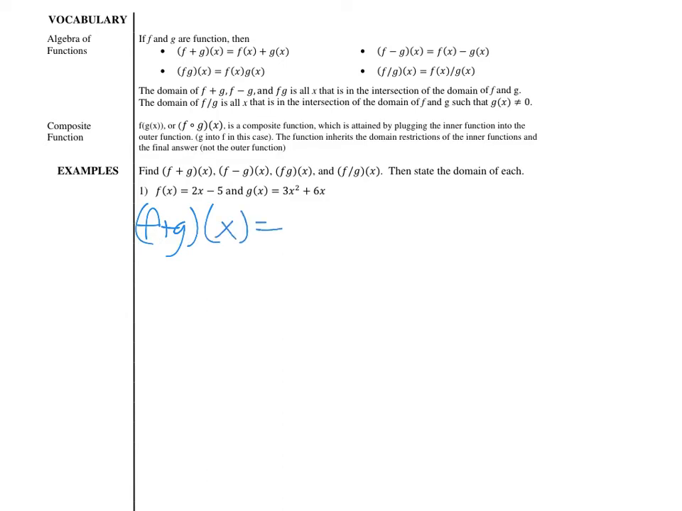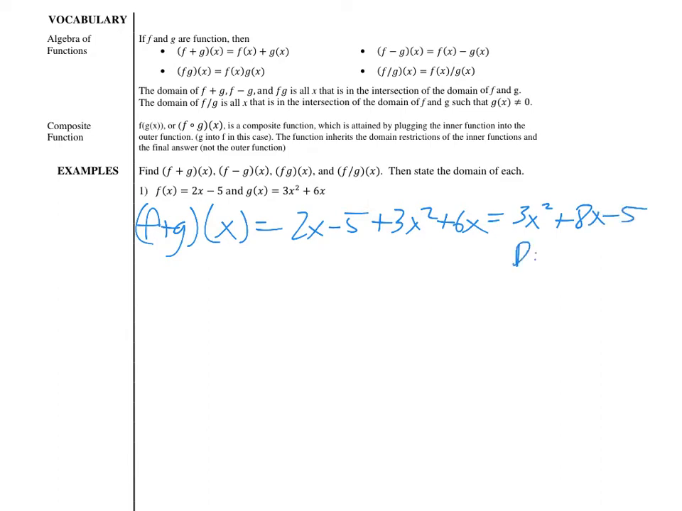So I get 2x minus 5 plus 3x squared plus 6x, which we would just combine like terms, and I would write it in standard form. So 3x squared plus 8x minus 5.